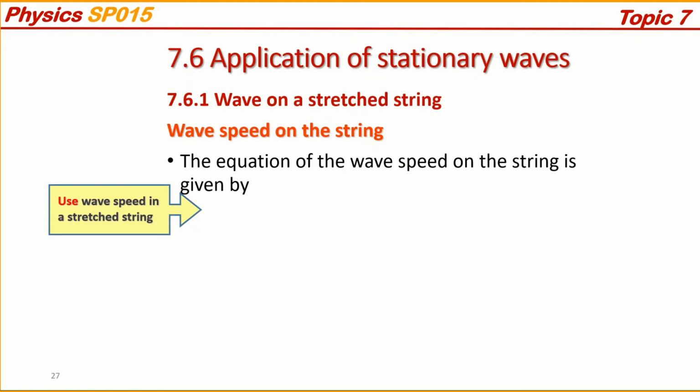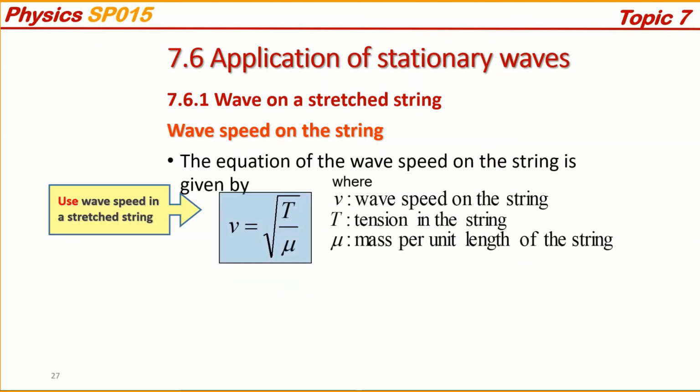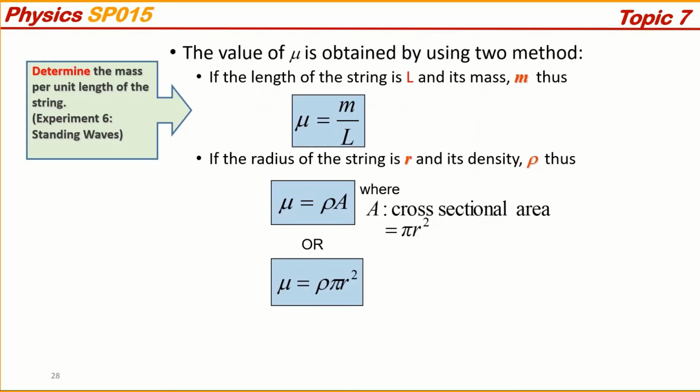Application of stationary wave: wave on a straight string. Wave speed on the string. The equation of the wave speed on the string is given by v equals square root of T over mu, where v equals wave speed on the string, T is tension in the string, mu is mass per unit length of the string. Included in the learning outcome. SI unit for T is newton and mu is kg per meter.